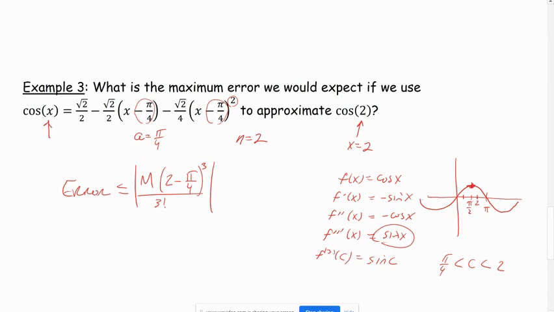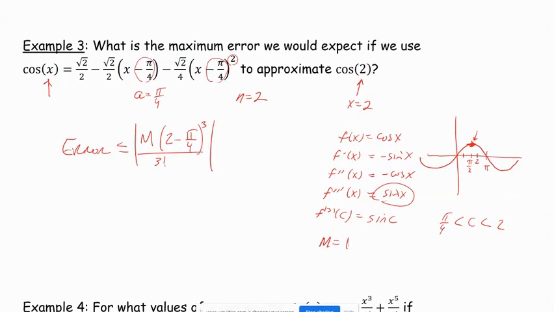So this took a little bit of analysis in the graph to realize that our M value here is 1. But in the future, whenever your function is a sine or a cosine, it's customary to just say M equals 1, because we know no matter how many derivatives we take of sine or cosine, we're going to end up with another sine or cosine. And sine and cosine are never any bigger than 1. So whenever you see that you're dealing with a sine or a cosine function, just skip all of this and go right to M equals 1.